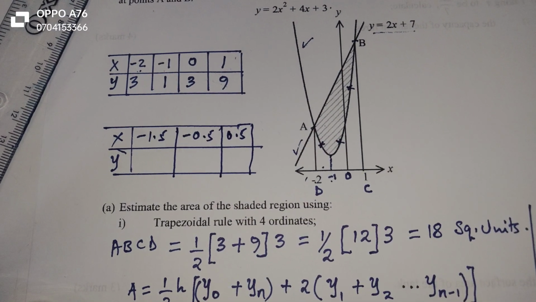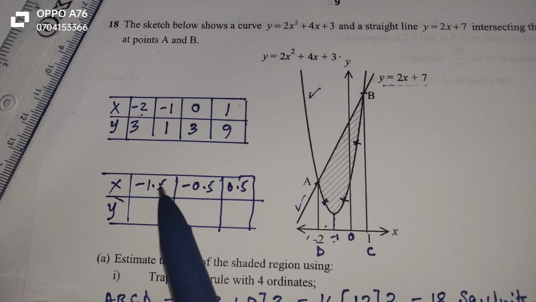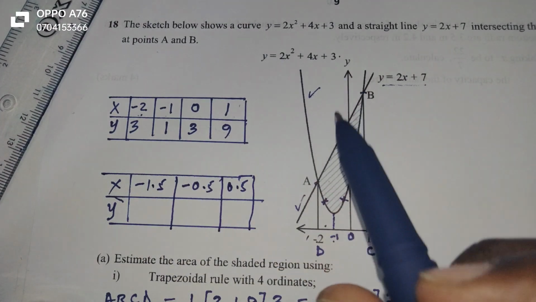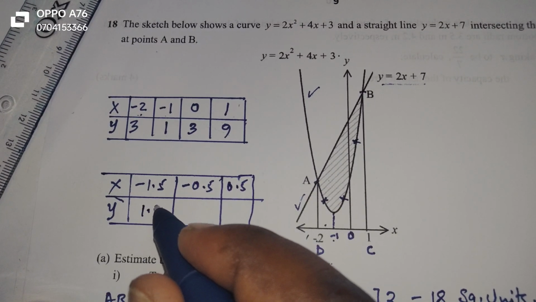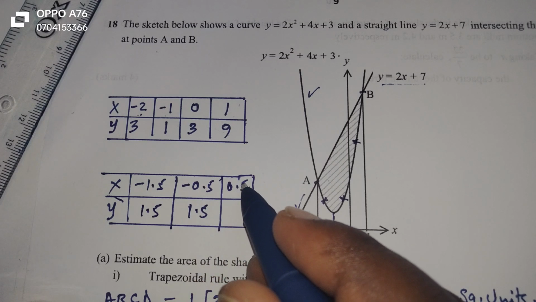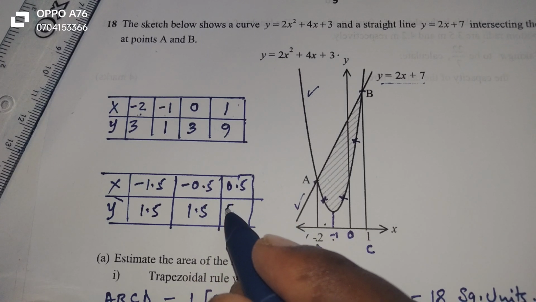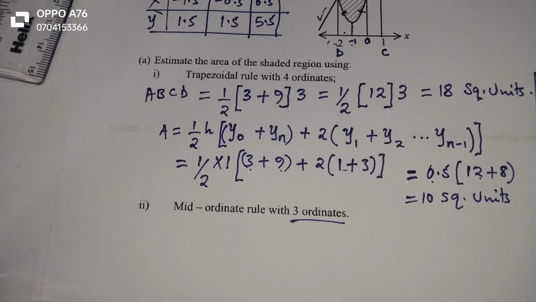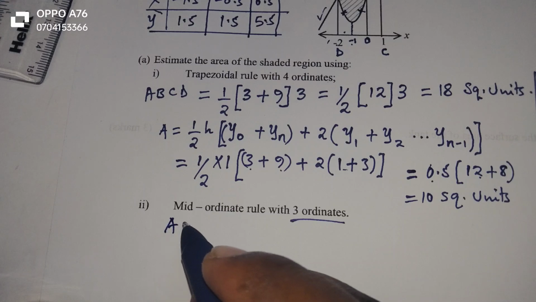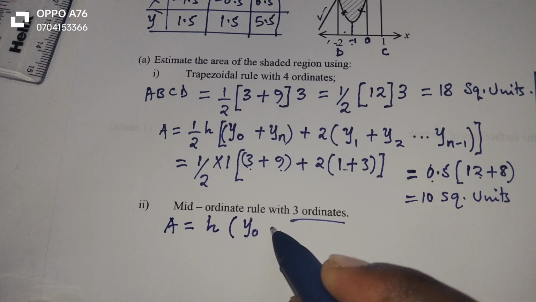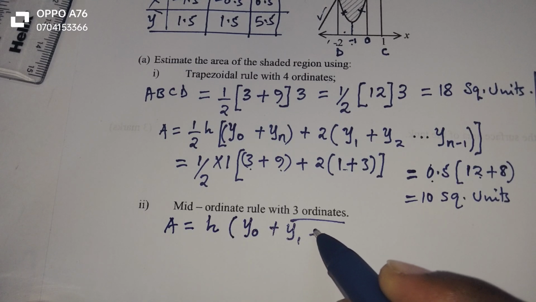So when we substitute in the function, the first value, -1.5, in this curve, we're going to get 1.5. The next one is also going to be 1.5. And when we substitute 0.5, we shall get 5.5. Now with those values, we can get the area by the mid-ordinate rule, which is given by the interval between the ordinates. Then we add all the values of the ordinates.